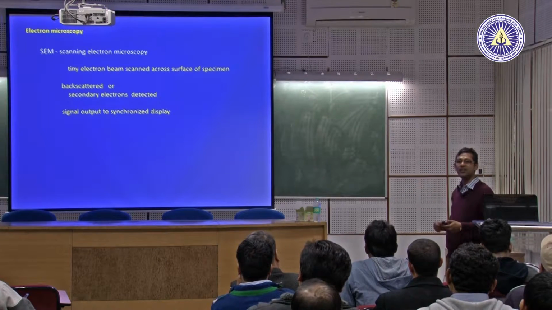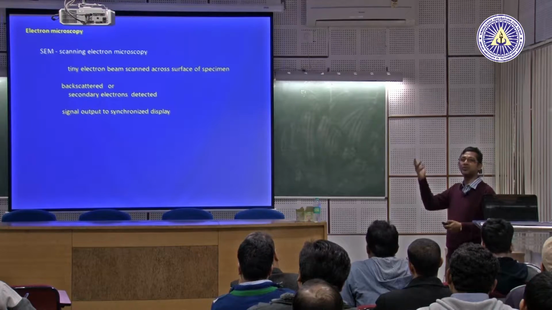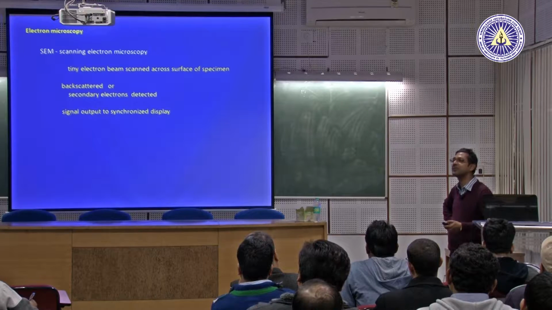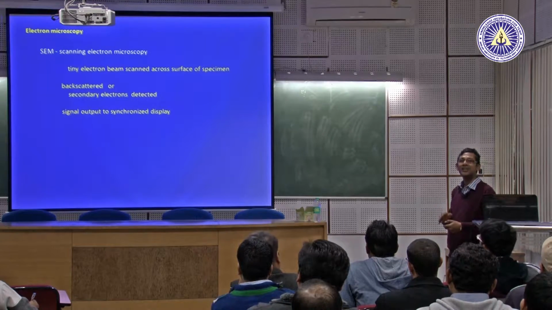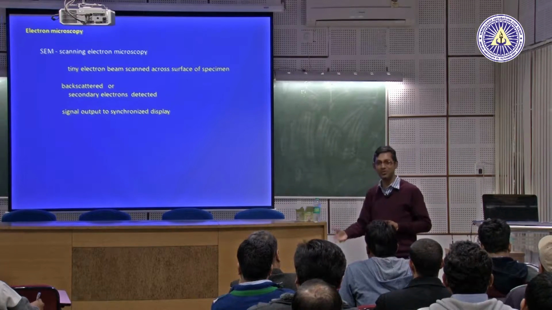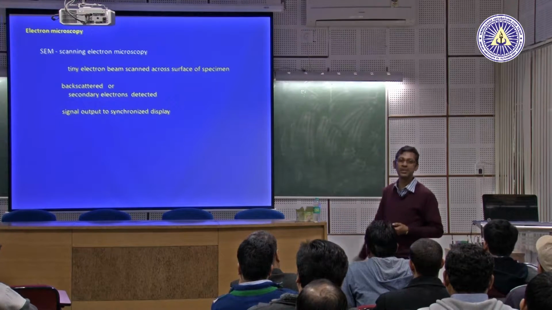You bombard the material with electrons, collect the signal which comes out of the material, and then you project it onto a screen, a computer screen instead of a TV screen. This is exactly what it does. But the important thing is what information comes out, what interaction happens between the material and the electron. That is where the information lies.